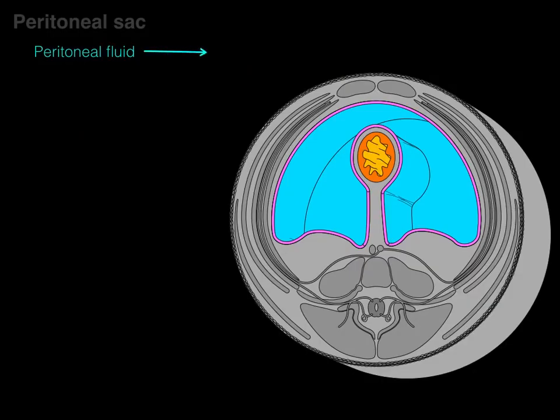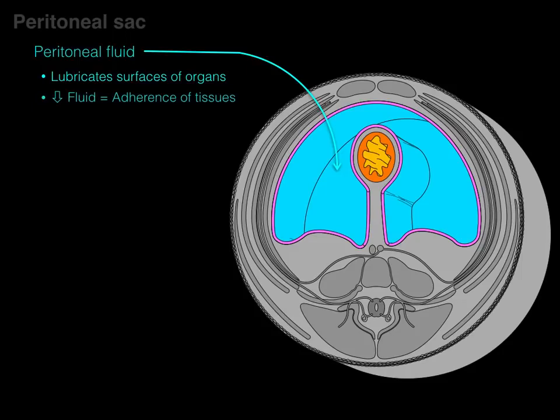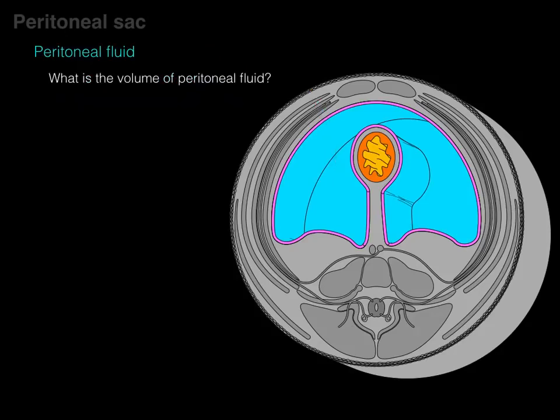And now the peritoneal fluid, that's it there inside the cavity, and its function is to lubricate the surface of organs. And if you don't have enough fluid, then the tissues can adhere to each other, and they form adhesions and connections, and increase friction and cause scarring and adherence of tissues. Now, what is the volume of peritoneal fluid? It's only 50 milliliters, so there's not a lot.